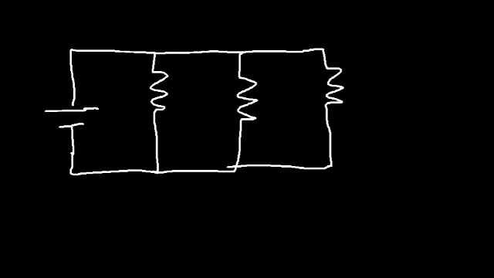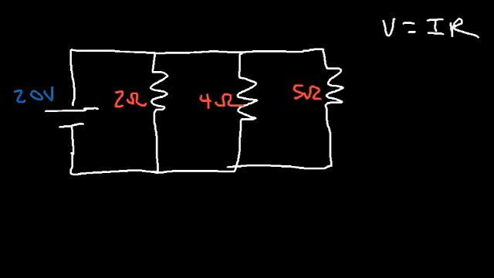So let's say the voltage is 100 volts. Maybe that's too much. Let's say 20. And let's choose a 2 ohm resistor, a 4 ohm resistor, and a 5 ohm resistor. So to find the current that flows through each resistor, we need to use Ohm's law of V equals IR.